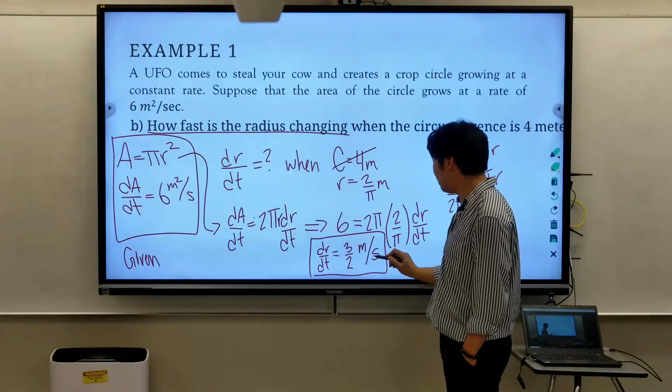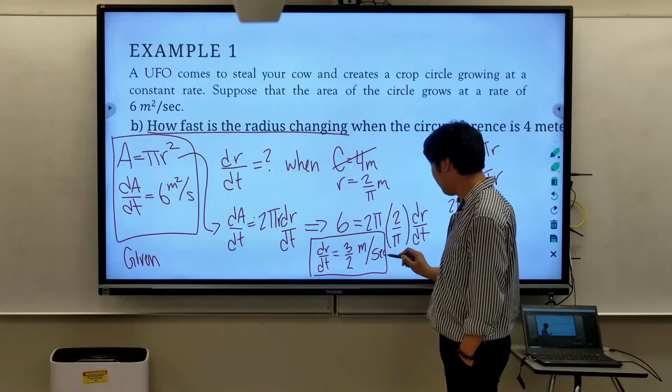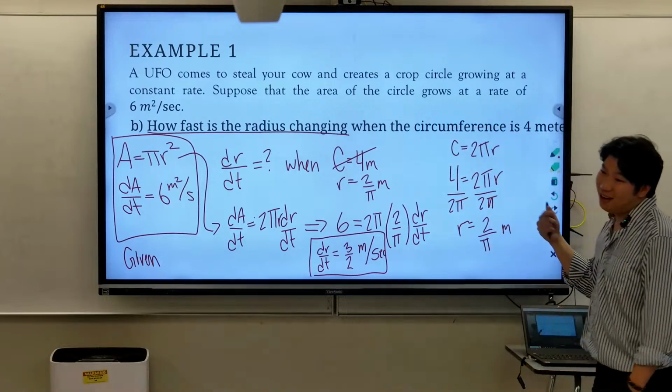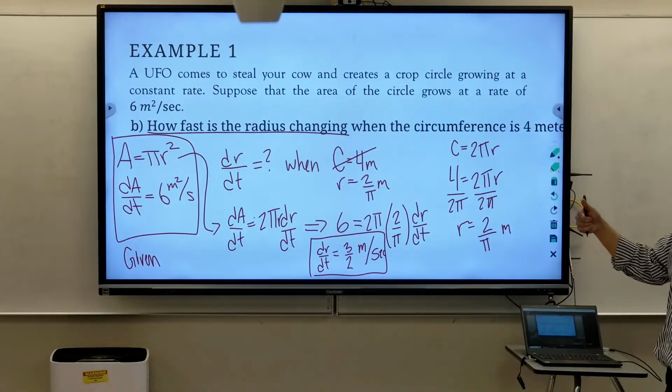Meters per second. Again, we think dr/dt. What is r measured in? Meters. What is time measured in? Seconds. So in other words, this one was just a slight difference from what we had before.